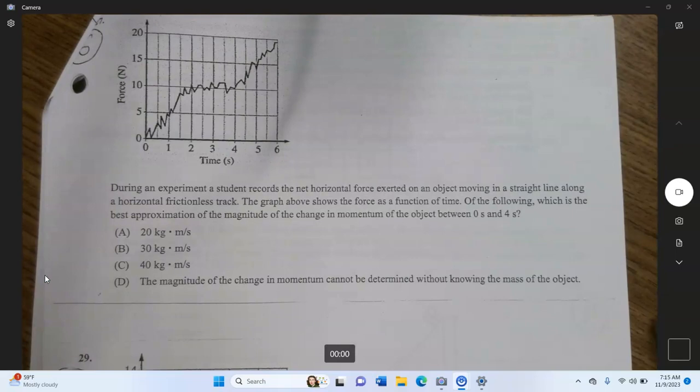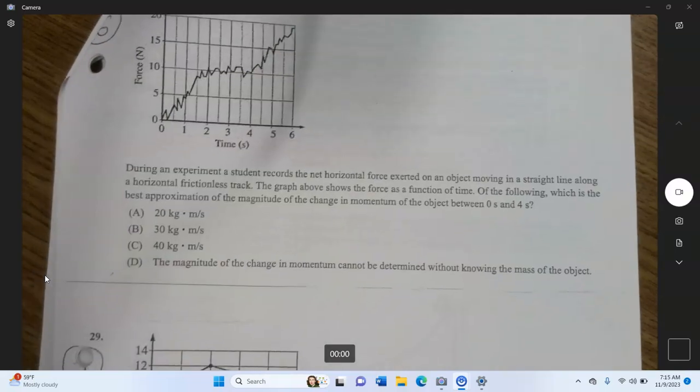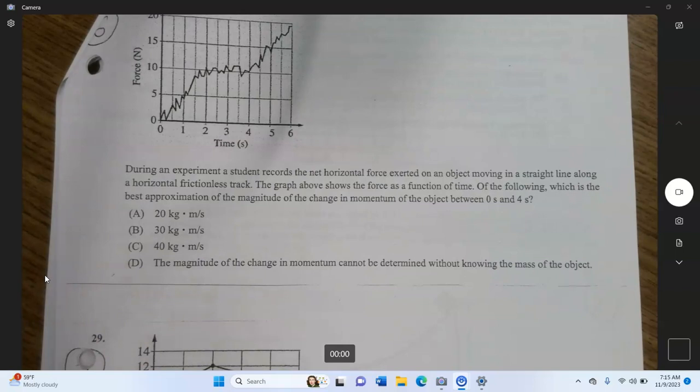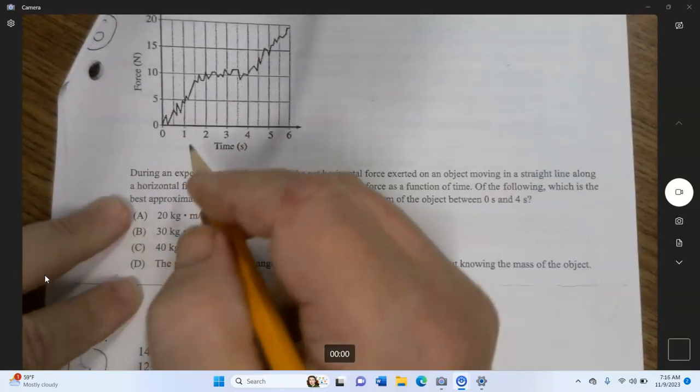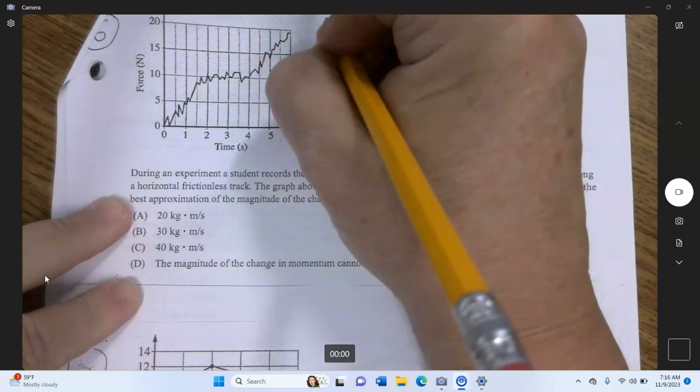During an experiment, a student records the net horizontal force exerted on an object moving in a straight line across a horizontal frictionless track. The graph above shows the force as a function of time, so it's a force time graph, okay? So write this down.